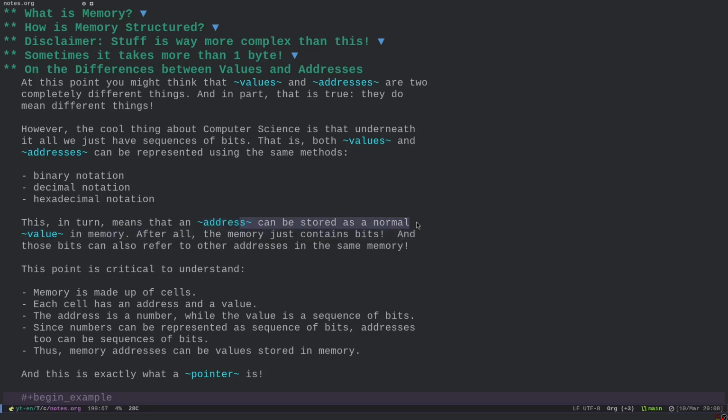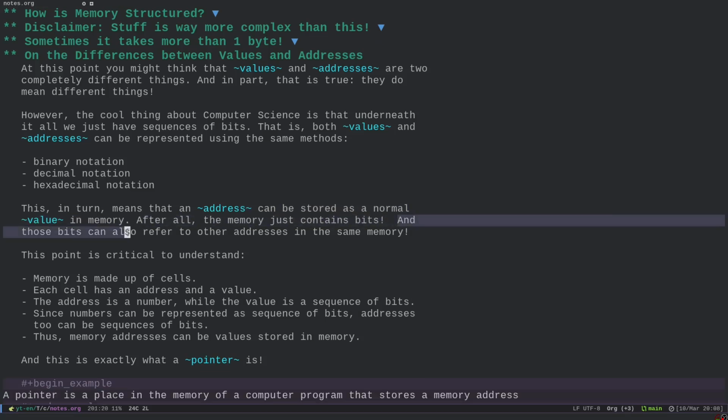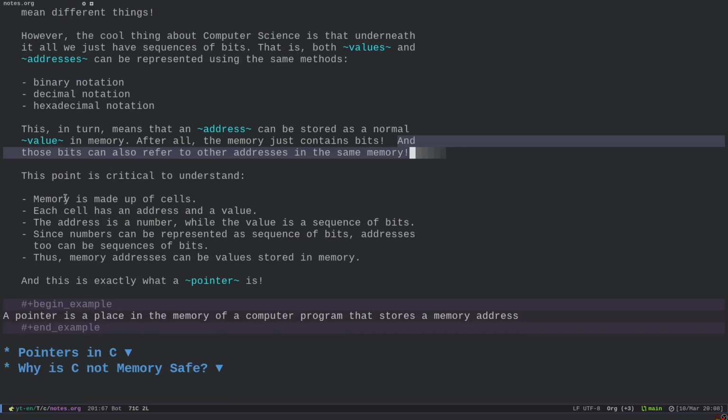This means that an address can be stored as a normal value in memory, because the memory just contains bits, and the address can itself be represented as bits, which means that those bits can also refer to other addresses in the same memory. So this is the most critical point to understand.